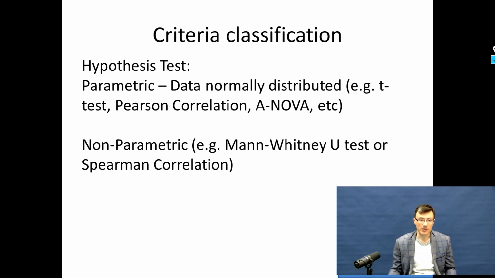So if you have a parametric hypothesis test, and you have worked with values and your data is normally distributed, you can use the usual Pearson correlation and so on. And if not, then you use the Mann-Whitney test or Spearman correlation and others, of course.